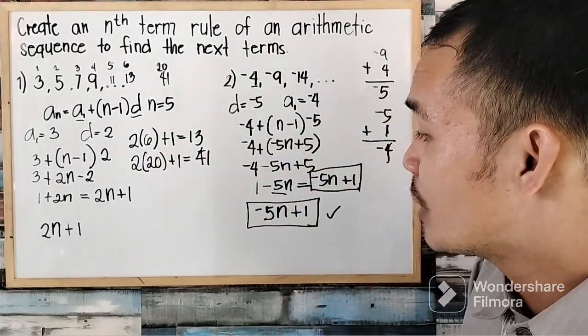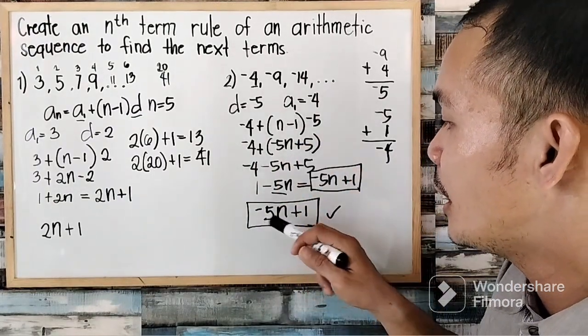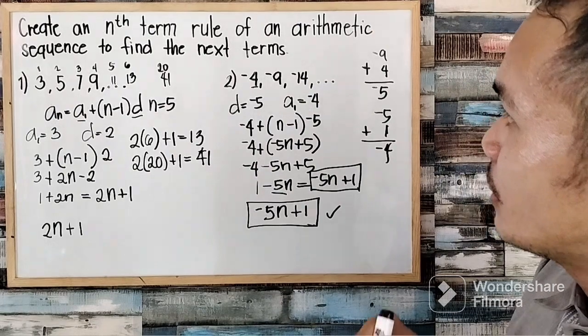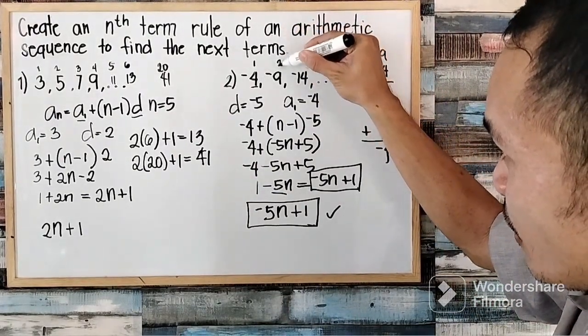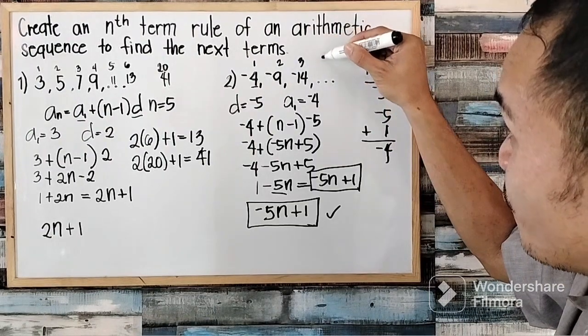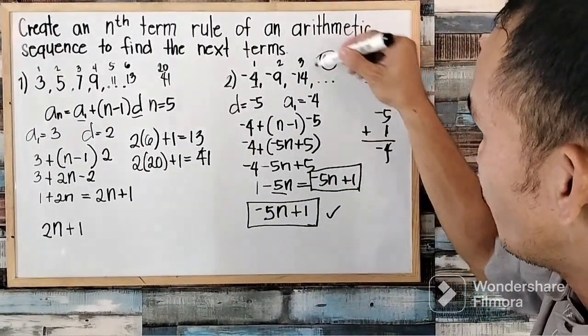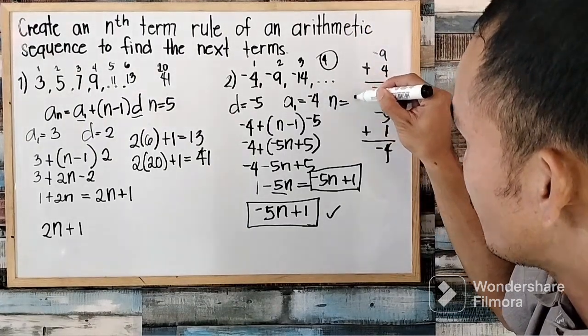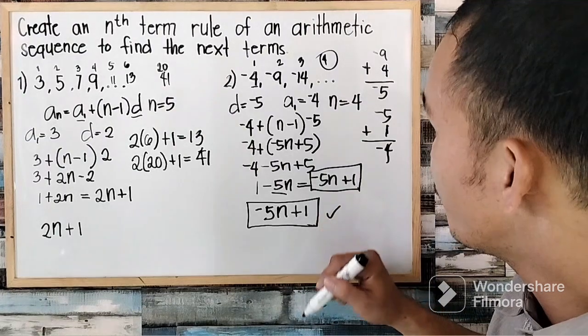So, ngayon, ipuprove natin if the n term rule of this sequence is really negative 5n plus 1. So, let's go back to our sequence here. This is the first term. This is the second term. This is the third term. We have to find the fourth term. Okay? So, that 4 there will be the n. So, n is equal to 4. So, yung gagawin natin is we just simply substitute n by 4.